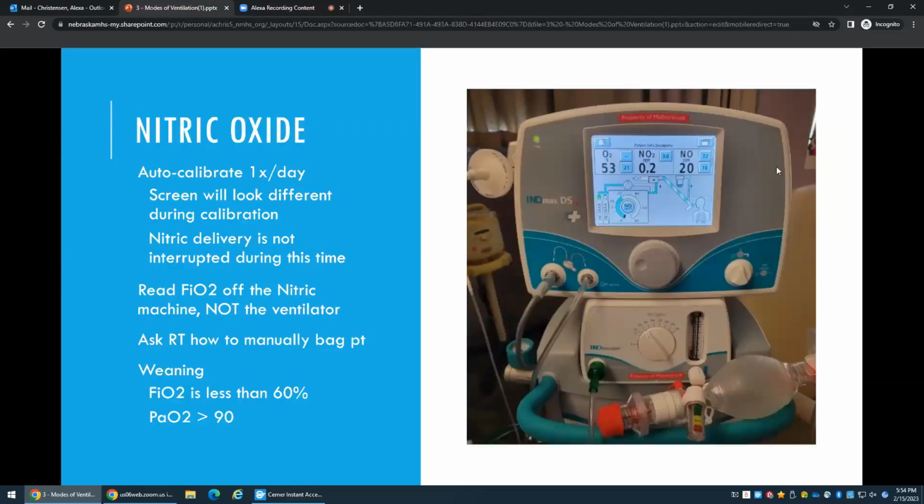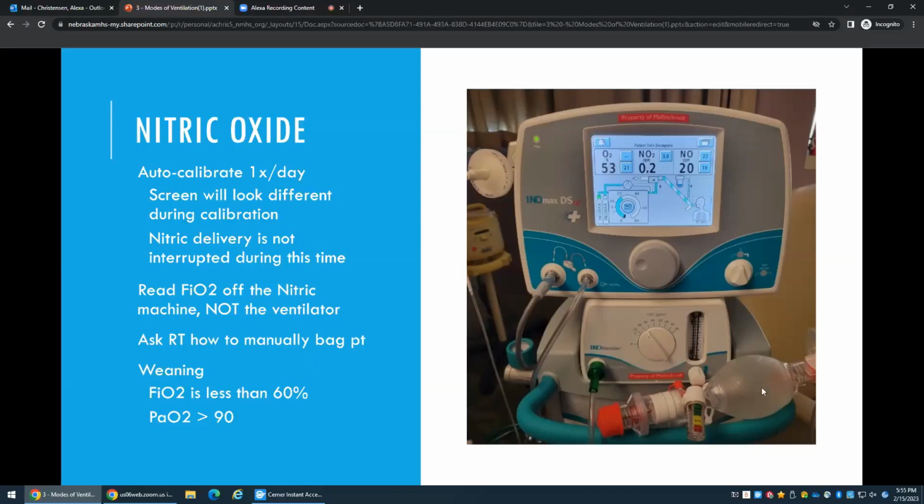What does the nitric look like? This is what the screen looks like. Nitric of 20, we're going to read our FiO2 off of the nitric machine, not off of whatever ventilator you're on. The machine does auto-calibrate 1 time a day. It will look different during auto-calibration, but the nitric delivery is not interrupted.